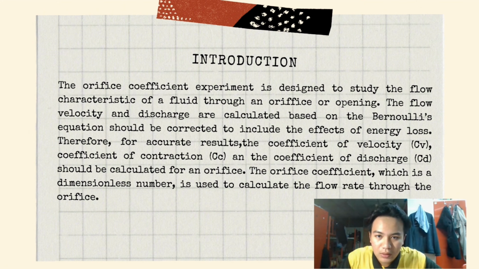The flow velocity and discharge are calculated based on Bernoulli's equation, which should be corrected to include the effect of energy loss. Therefore, for accurate results, the coefficient of velocity Cv, coefficient of contraction Cc, and the coefficient of discharge Cd should be calculated for an orifice. The orifice coefficient, which is a dimensionless number, is used to calculate the flow rate through the orifice.